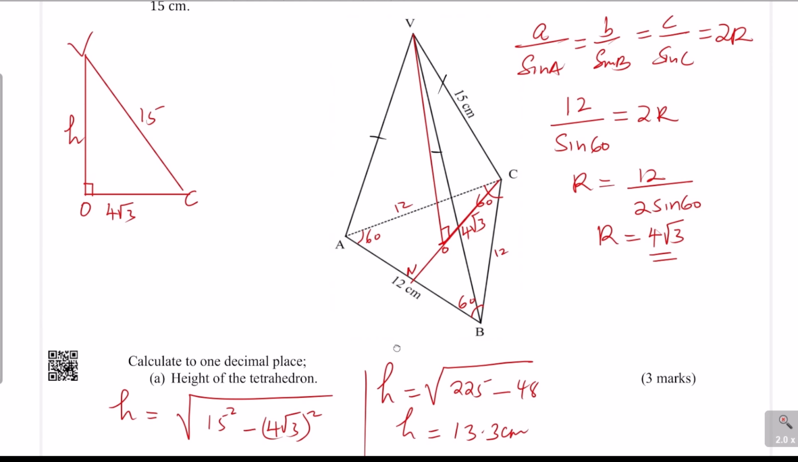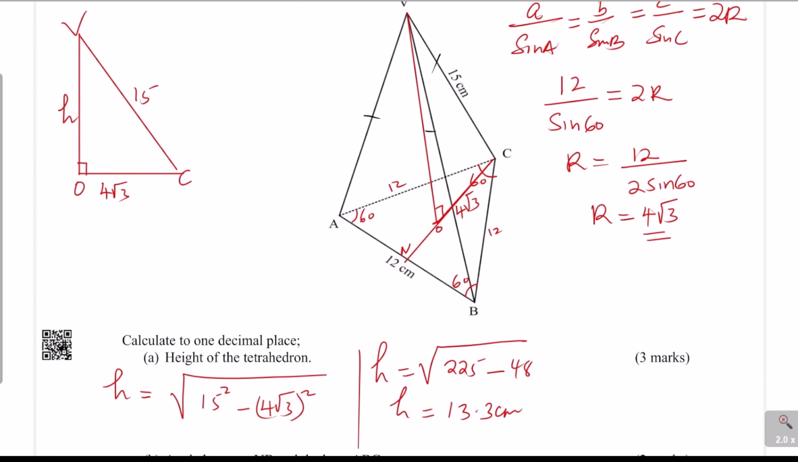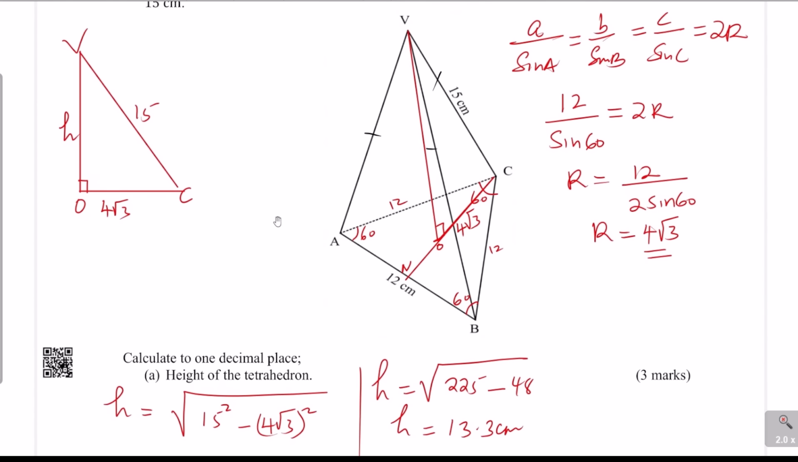So you can see VB is here, and then the base ABCD. So that will be the angle between VB and the base. We need to get the projection of VB on the base. So the projection of VB will be BO. So we need to connect B to O.